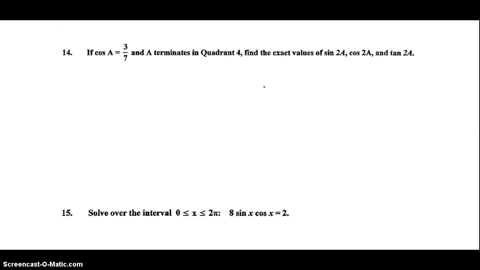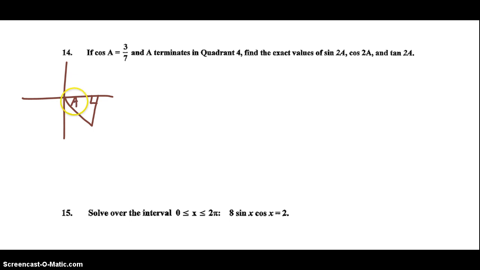Number 14, if cosine of a equals 3 over 7 and a terminates in quadrant 4, find the exact values of sine 2a, cosine 2a, and tangent of 2a. Obviously, we don't really need to know what angle A is, but we do need to know what its sine, cosine, what those individual values are. It is in quadrant 4. They do tell us that, so that's nice. We don't have to figure it out. Cosine is 3 over 7.